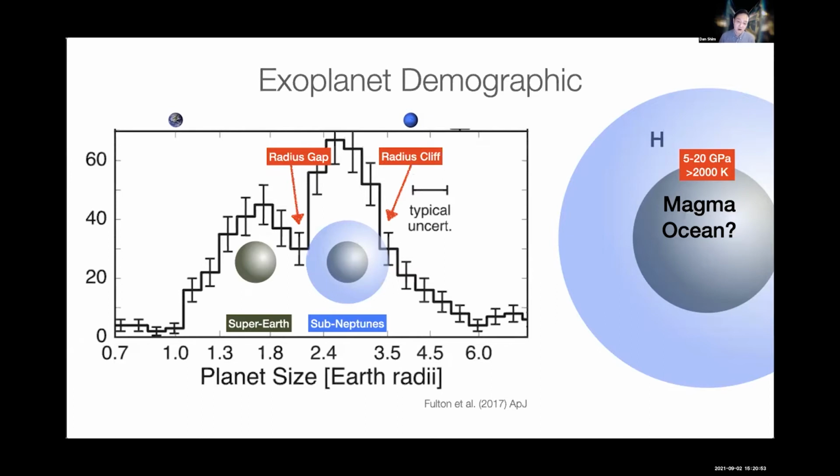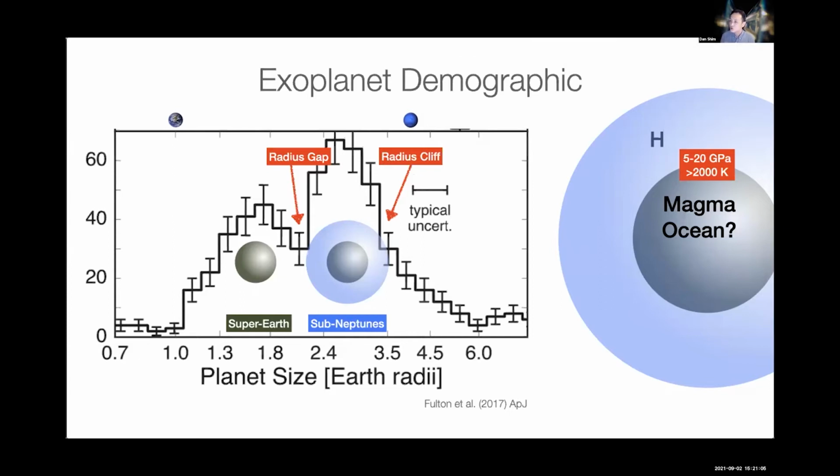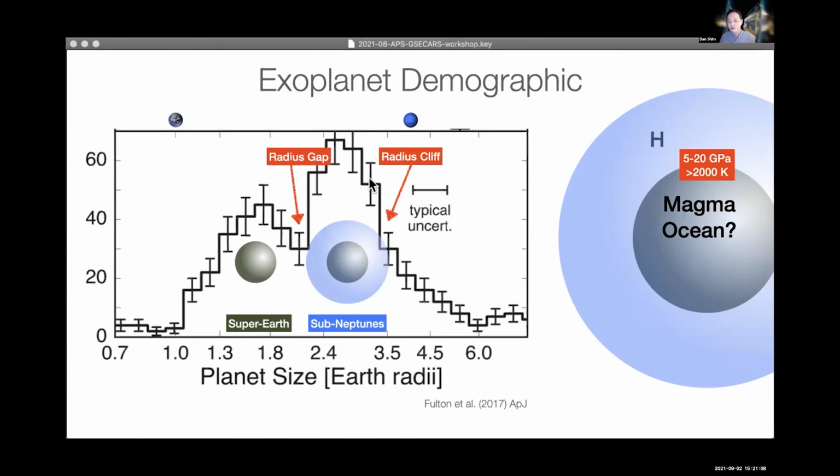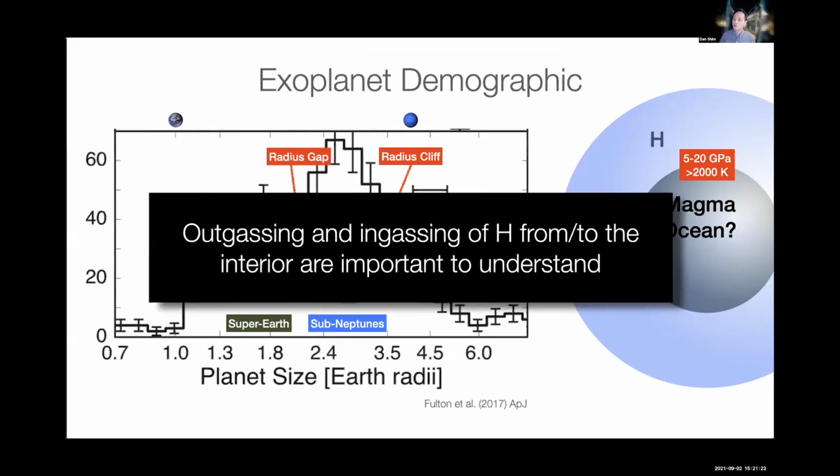In that case, it's very interesting to think about what type of hydrogen-rock interaction you used to have before you lost the gas. And some portion of it might have been stored in the interior. Another interesting thing is the radius cliff. Some models try to explain the radius cliff as a sort of hydrogen storage capacity inside the planet changing with size. So there's certainly an area where mineral physics could play a very important role in understanding these exoplanets.